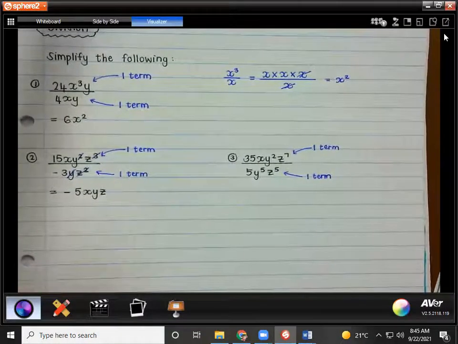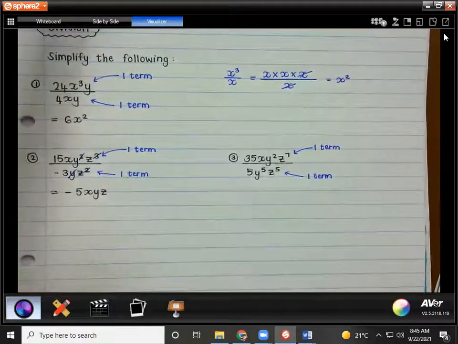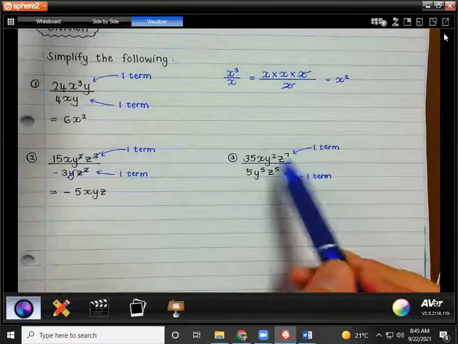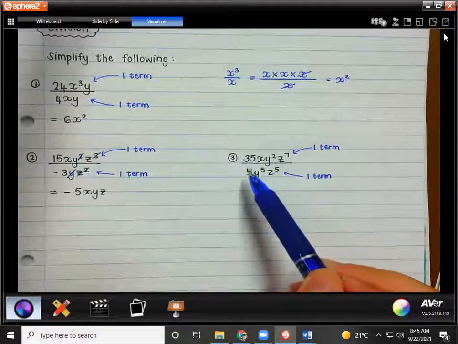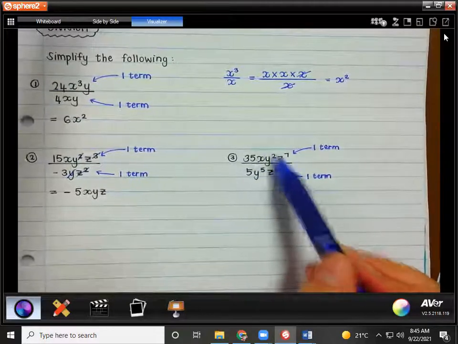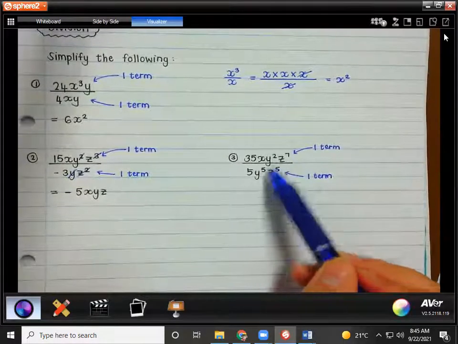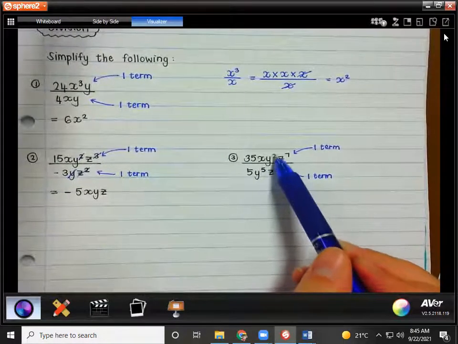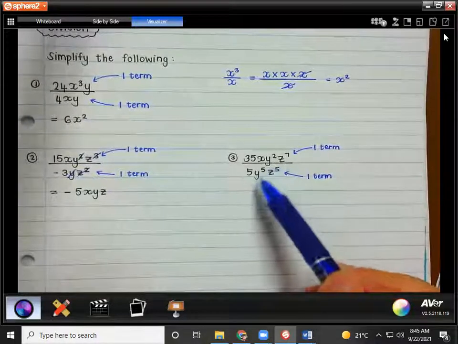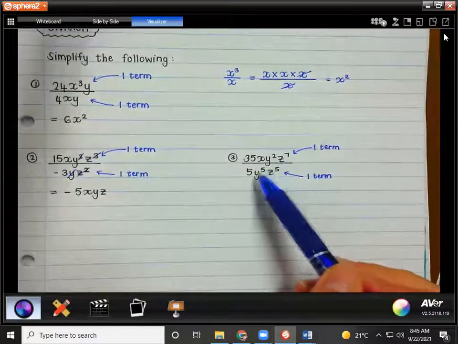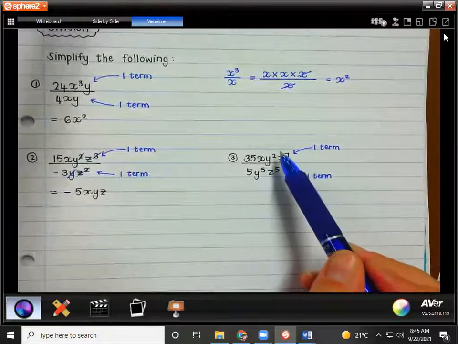What I do want you guys to notice now, though, and you might not notice it straight away, but before we start writing our answer, let's just look at what we have. We have 35 divided by 5, which we can all do. We have an x at the top, no x at the bottom. Let's look at what's happening with these y's. We have 2 y's at the top, but 5 y's at the bottom. Do we see that we have more y's at the bottom than at the top?